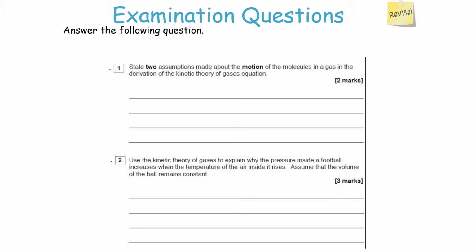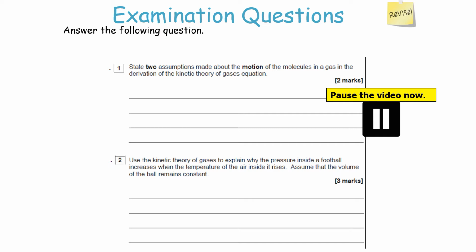Right, let's now look at another question. State two assumptions made about the motion of the molecules in a gas in the derivation of the kinetic theory of gases equation. Use the kinetic theory of gases to explain why the pressure inside a football increases when the temperature of the air inside it rises. Assume that the volume of the ball remains constant. So once again, pause the video now, then unpause the video when you want to go through the answer.